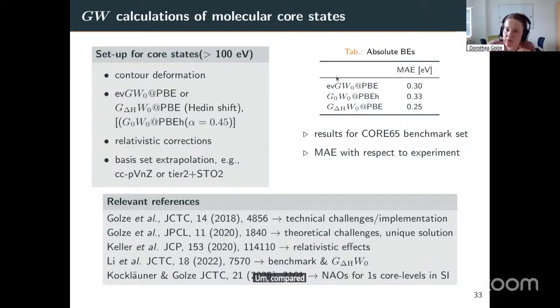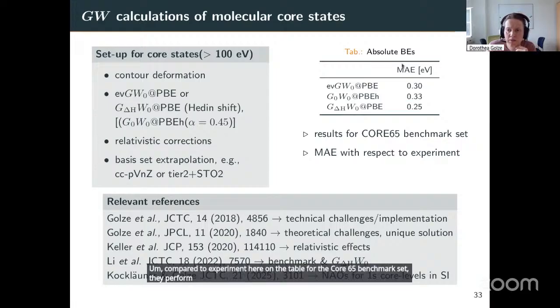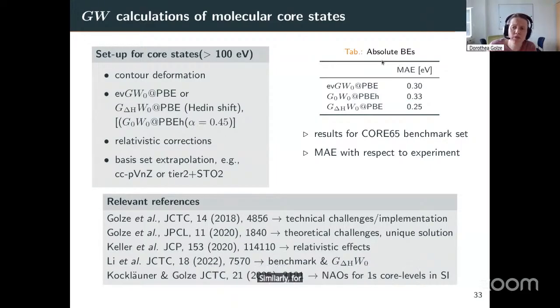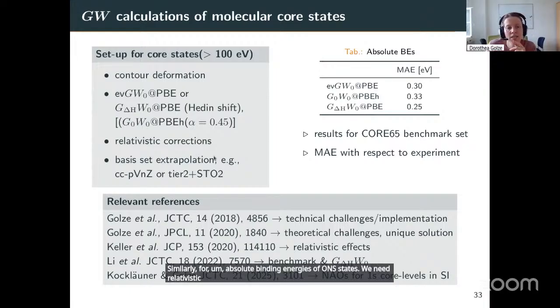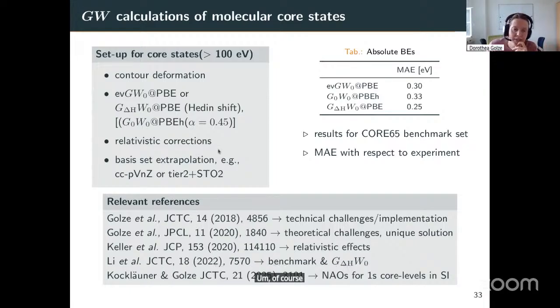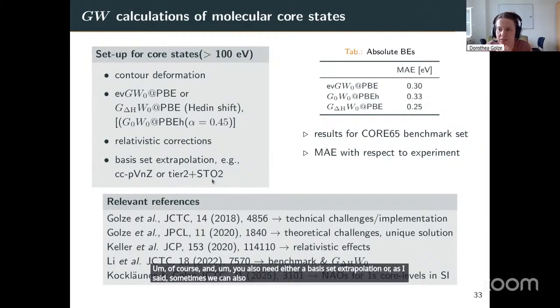Compared to experiment here in the table for the CORE65 benchmark set, they perform all very similarly for absolute binding energies of 1s states. You need relativistic corrections, of course, and you also need either a basis set extrapolation or, as I said, sometimes we can also design very specific basis sets to accelerate the convergence. We found that practically also tier 2 and then adding Slater type functions, STOs, works also pretty well.